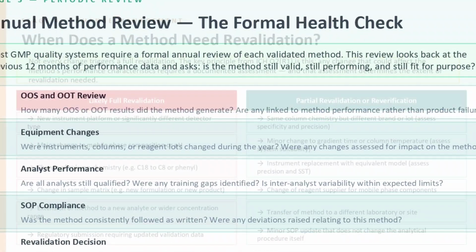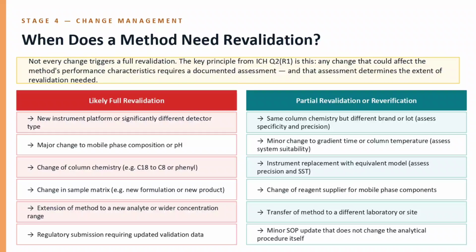It is one of the clearest demonstrations that you are actively managing your methods rather than just filing them away after validation. Stage 4. Change management and revalidation. This is one of the most practically important topics in method lifecycle management. Because things always change. Instruments get replaced. Columns come from different manufacturing lots. Suppliers change. Products get reformulated. And every one of those changes needs to be assessed for its potential impact on the validated method.